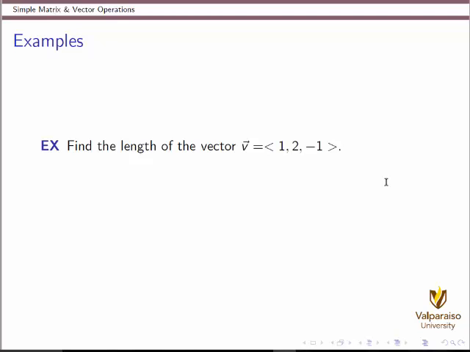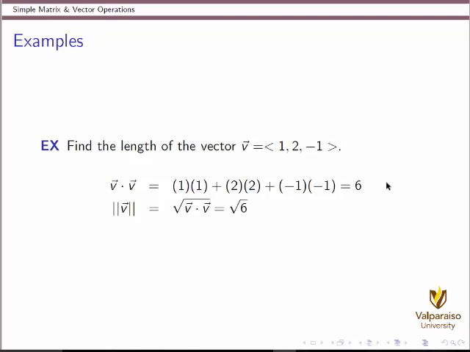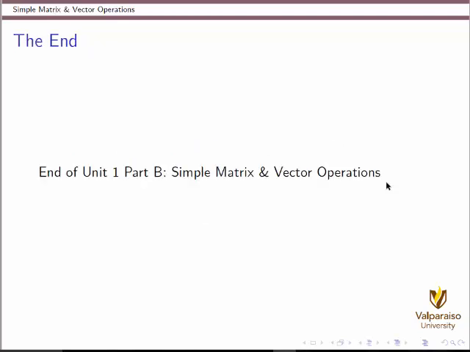Finally, let's find the length of this vector. Remember, to find the length of a vector, do the dot product of the vector with itself, take the square root. So the length of this vector is square root of 6. And there we go.